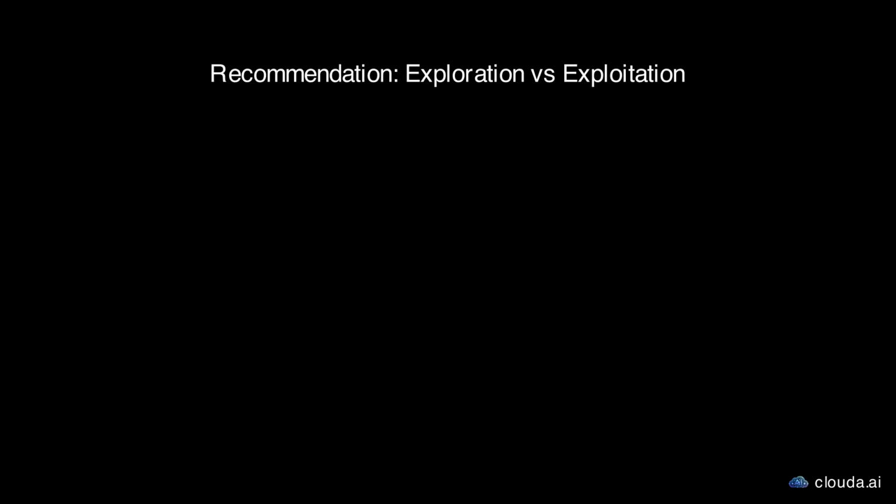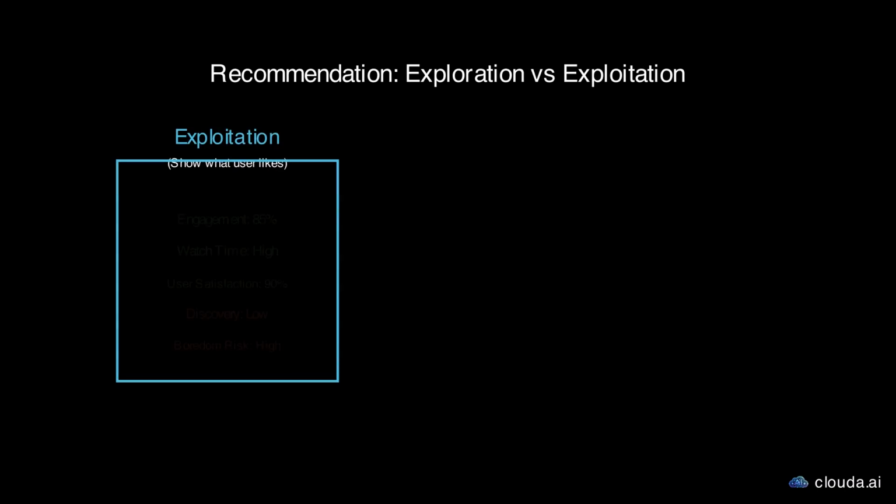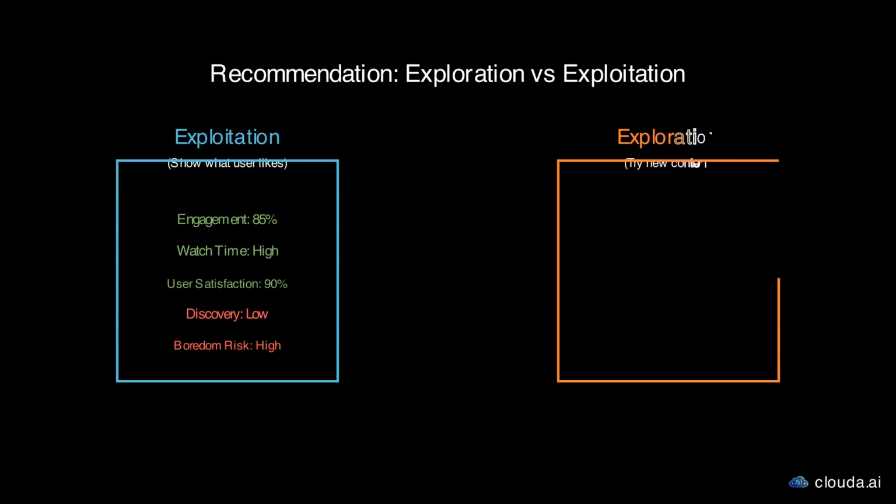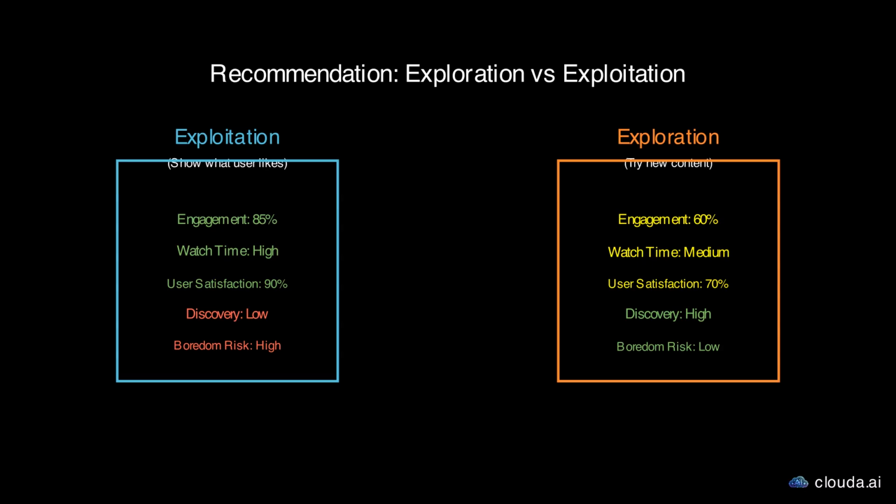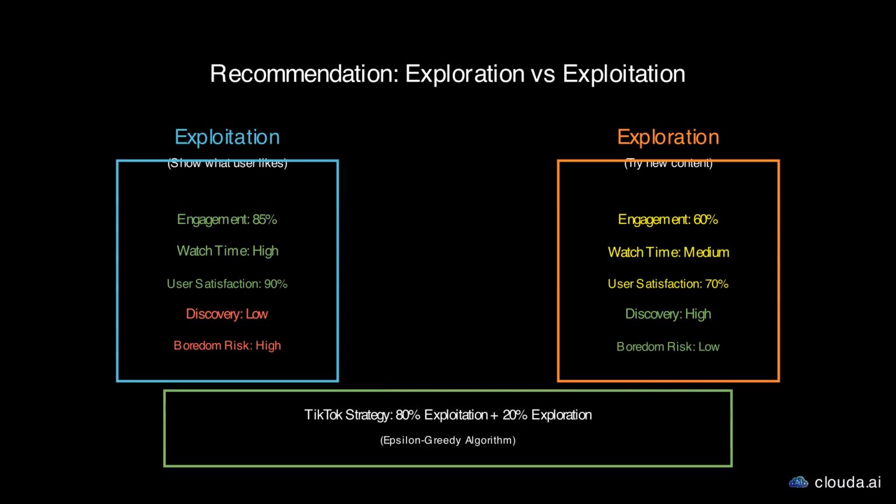The third major trade-off is exploration versus exploitation. Exploitation means showing content we know you'll like based on your history. This gives 85% engagement and high watch time, keeping users satisfied in the short term. But it creates a filter bubble and users eventually get bored seeing the same type of content.